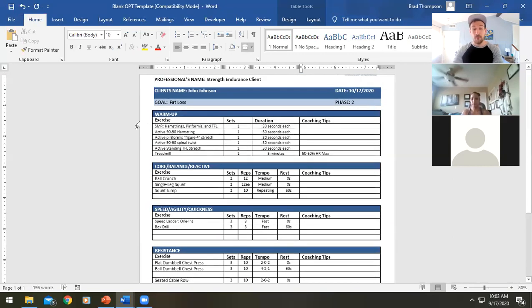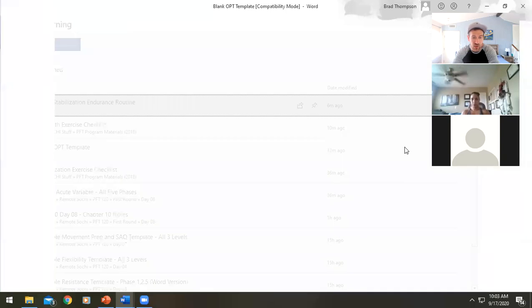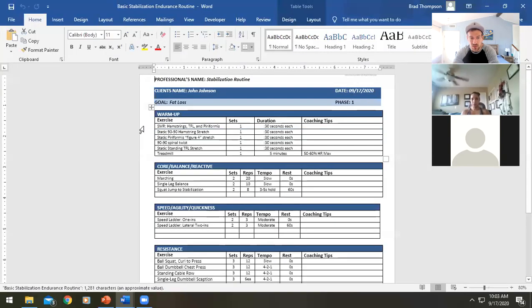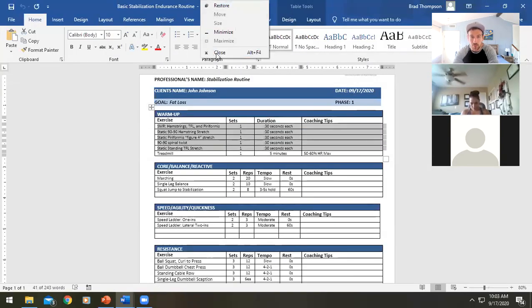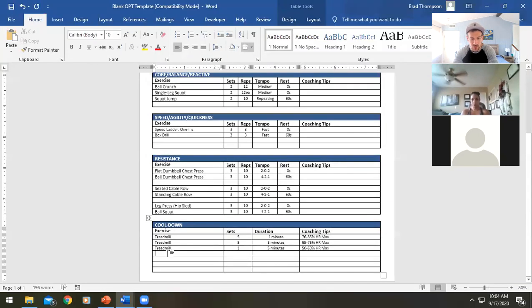And then we don't want to do active stretches at the end of our routine. So we actually want to do static stretches. So I'm just going to steal my warm up and my cool down from the last month.